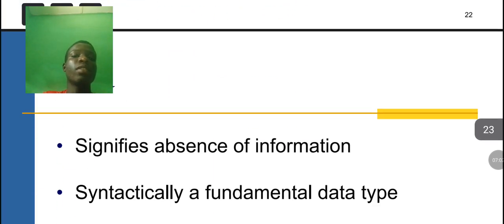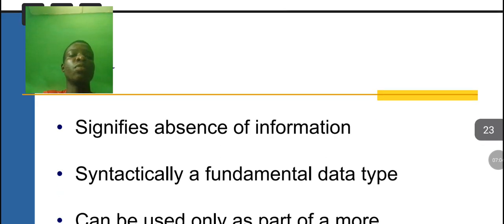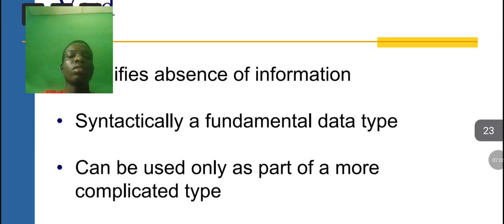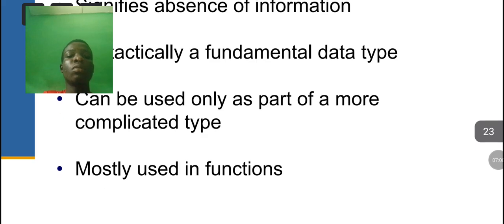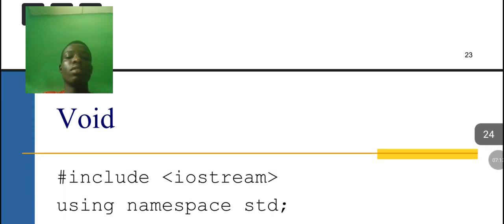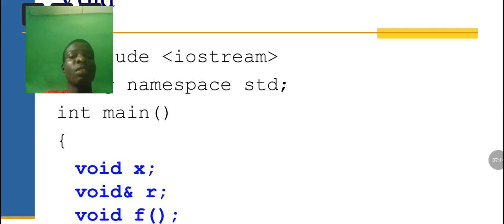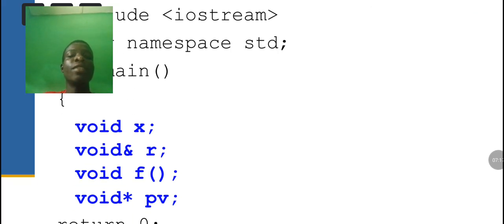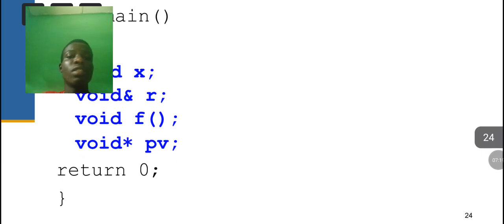So void signifies absence of information. It can be used only as part of a more complicated type, and is mostly used in functions. So this is an example of void. See, void, as it terminates.